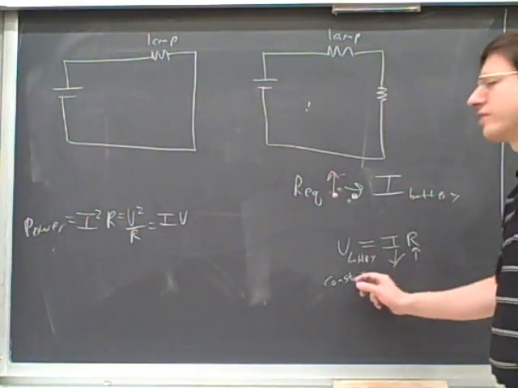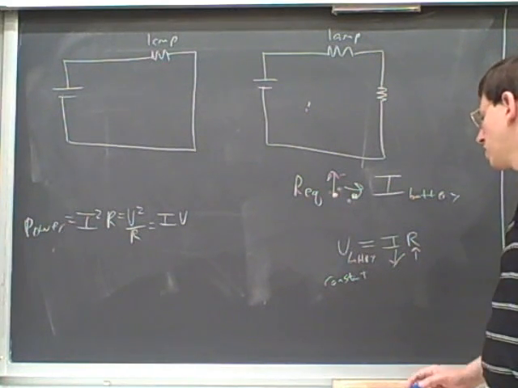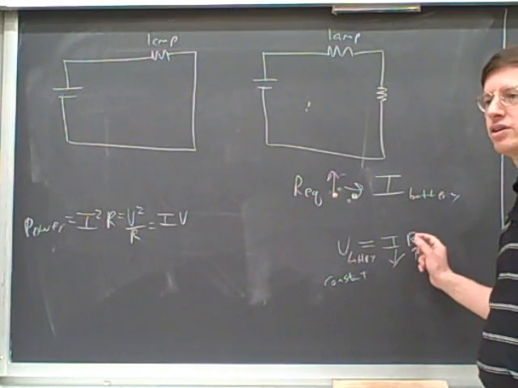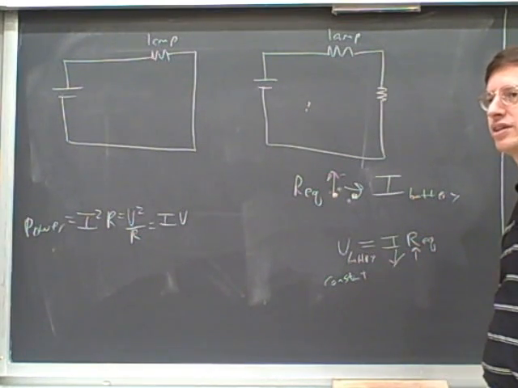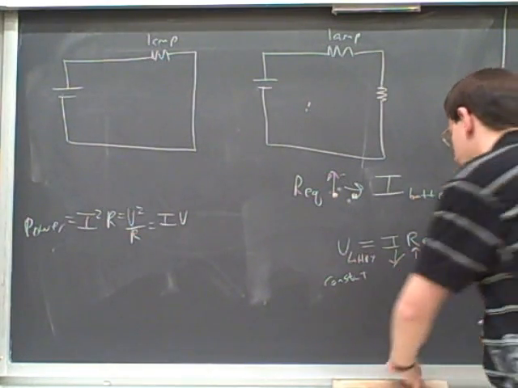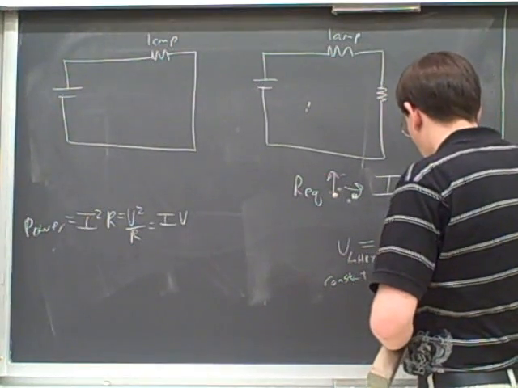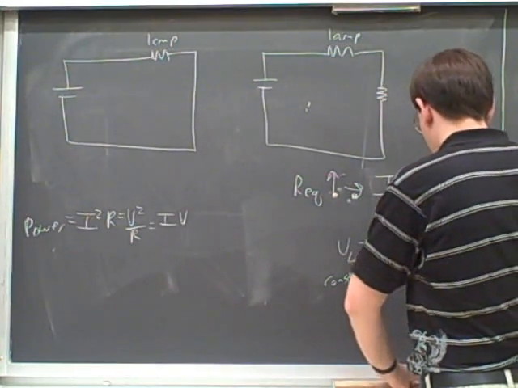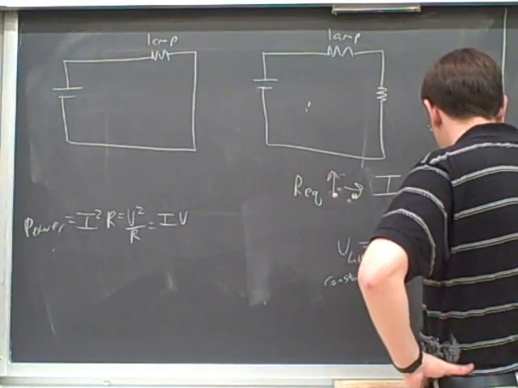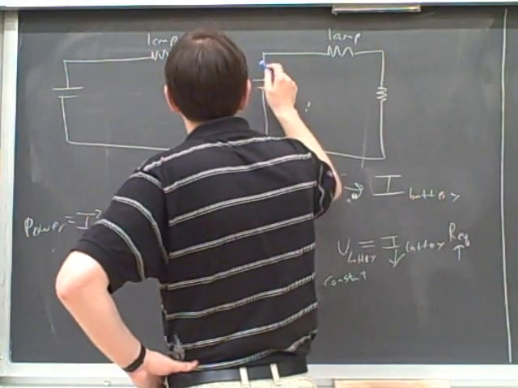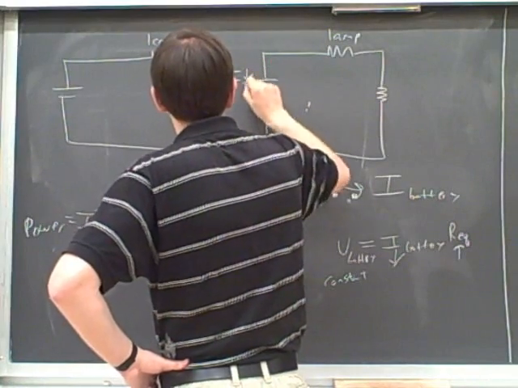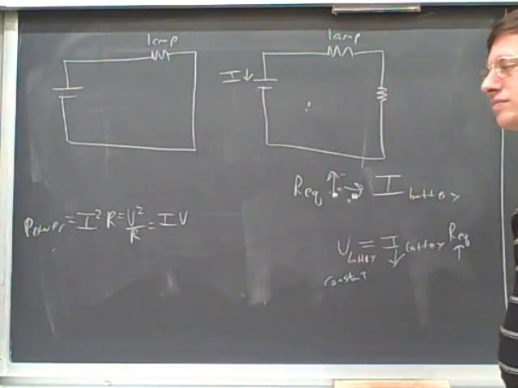We know the voltage from the battery is constant. So if the battery is perceiving a greater equivalent resistance, it's going to have to deliver less current. So we know the current from the battery has gone down.